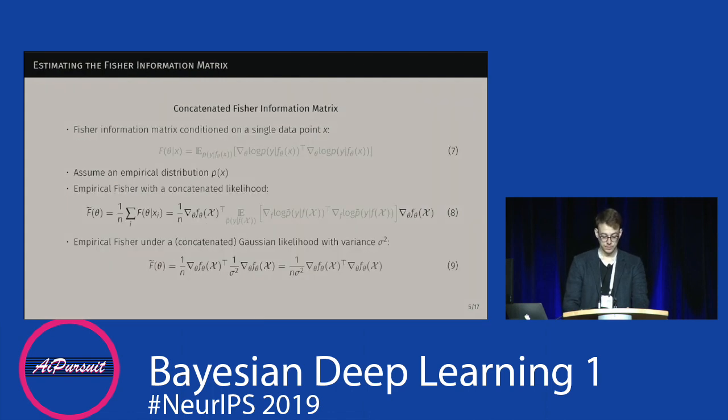Now, a final note on the Fisher information matrix. For deep neural networks, we can define the Fisher information conditional on x and then take the expectation over the empirical data distribution, which, after applying the chain rule, leads to the empirical Fisher information matrix given in equation 8. Furthermore, for a Gaussian likelihood, this Fisher information matrix simplifies further, giving the expression you see in equation 9. And this is what we will be using going forward.